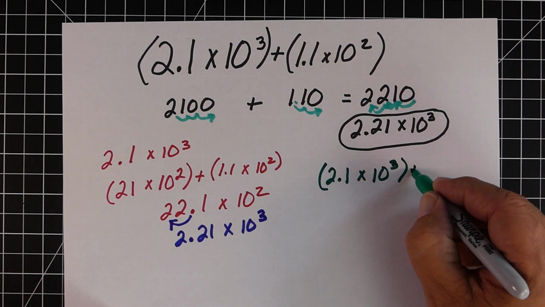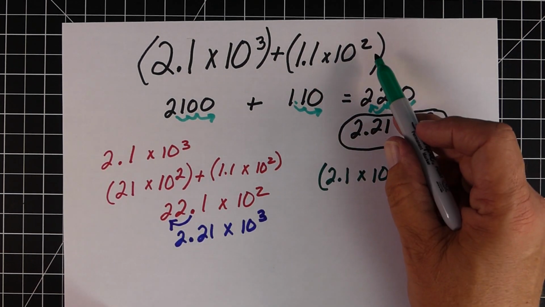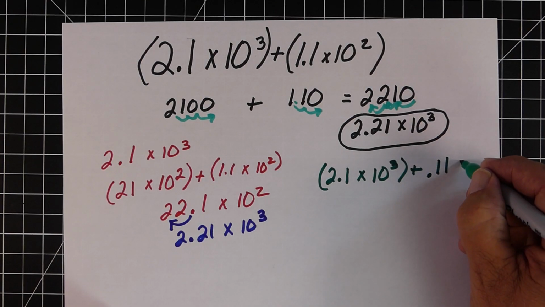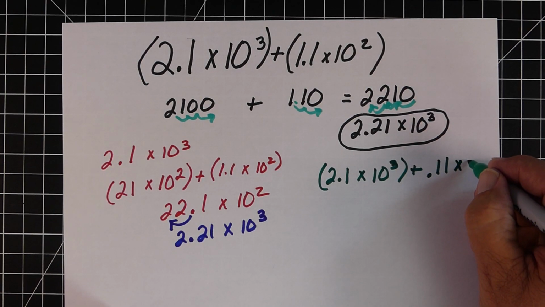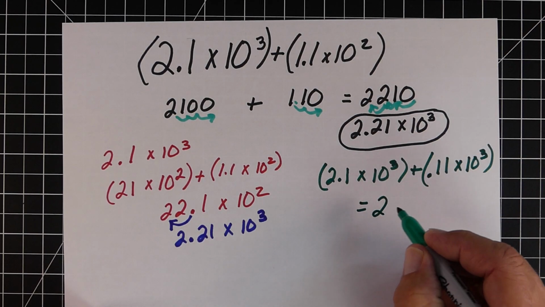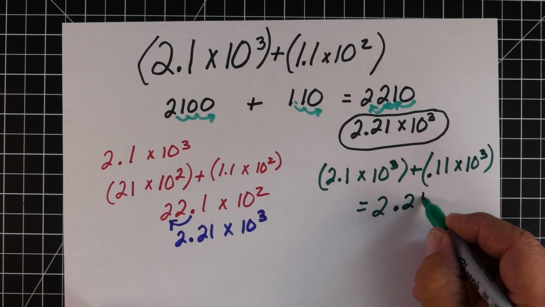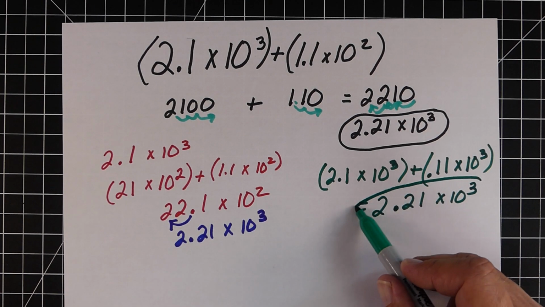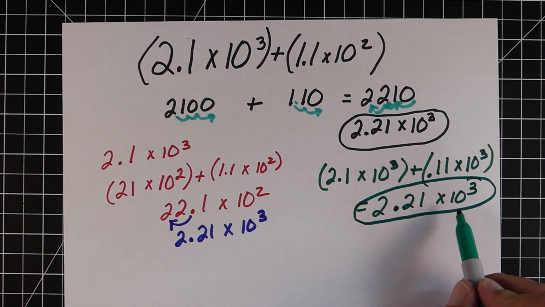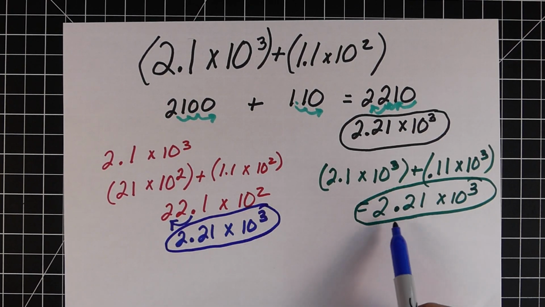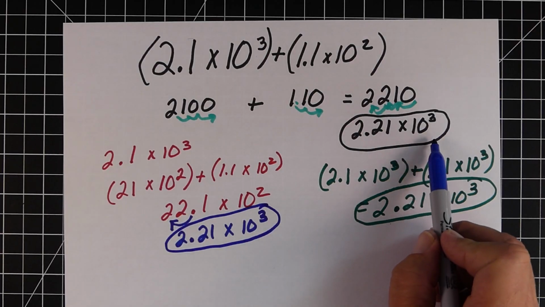So if we just keep 2.1 times 10 to the third, and we're going to change the second scientific notation, it's going to turn into 0.11 times 10 to the third. Now we can just add these up. So 2.1 plus 0.11 is going to be 2.21, and that would be times 10 to the third. And that one's already written in scientific notation. You'll see that all three of these are all the same answer. So any of these three methods would work.